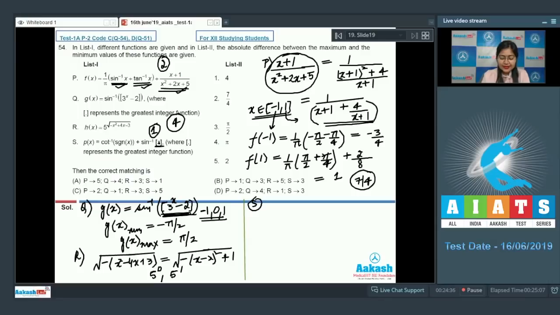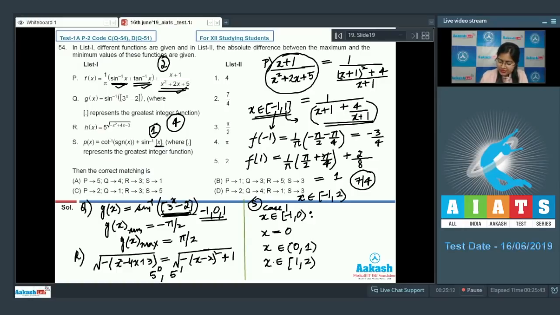Now let's talk about the last option, that is option number S, in which p(x) is given to us. Here it can be seen that the greatest integer of x will go from minus 1 to 1, which means that x will belong from minus 1 up till 2 open, right? So let's make different cases here. Case 1, that is x goes from minus 1 to 0. Next case, x is equal to 0. Next, x from 0 to 1. And next is from 1 to 2.